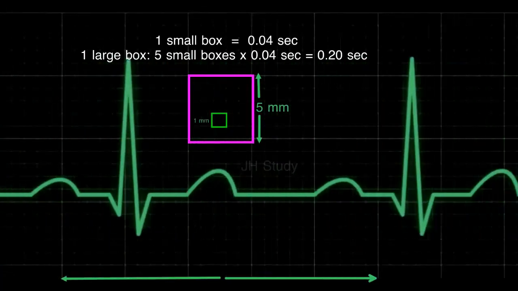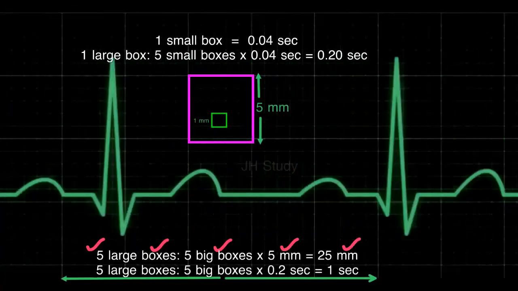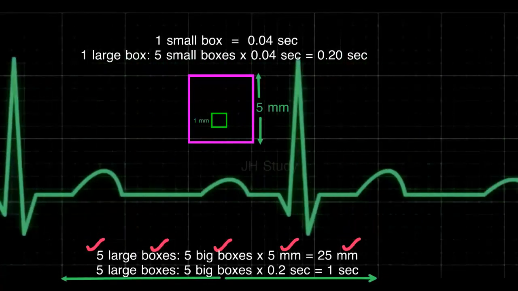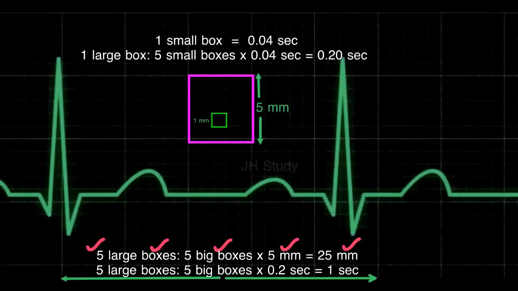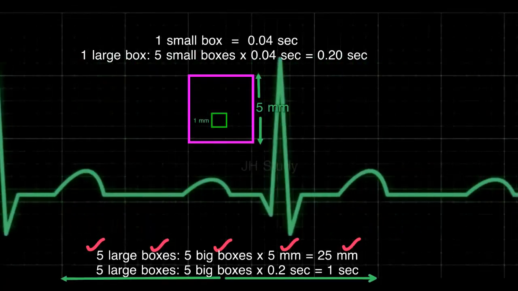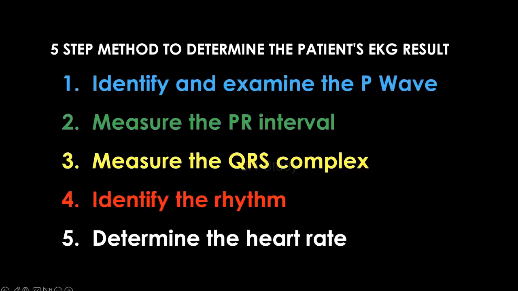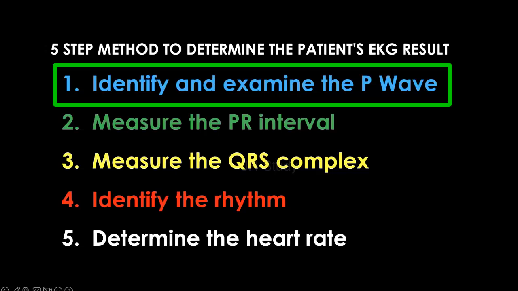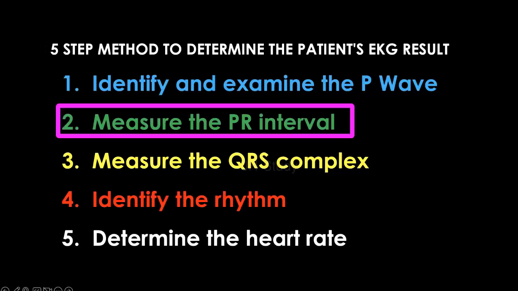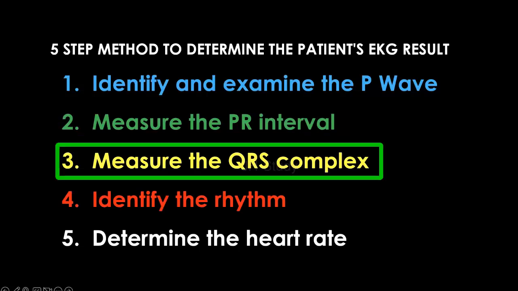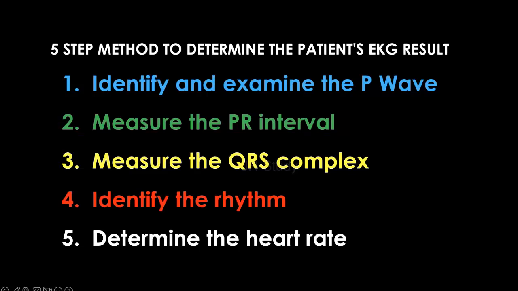When you see the patient's EKG result, you should be able to interpret what kind of rhythm it is, and you should be able to calculate the patient's heart rate per minute. To analyze the patient's EKG result, we will use the 5-step method. 1. Identify and examine the P wave. 2. Measure the PR interval. 3. Measure the QRS complex. 4. Identify the rhythm. 5.